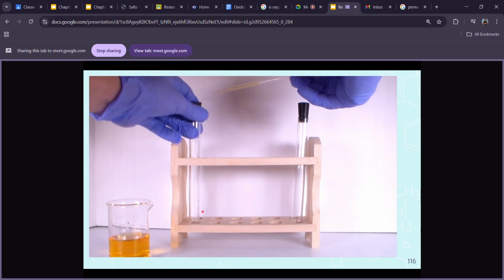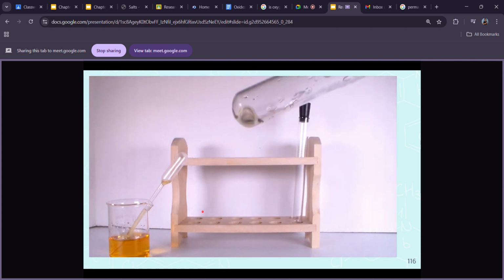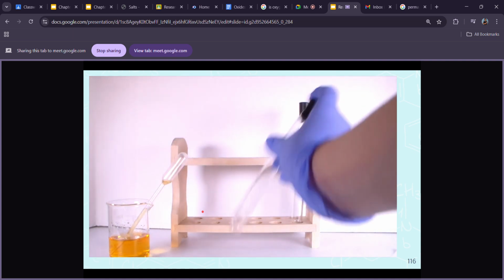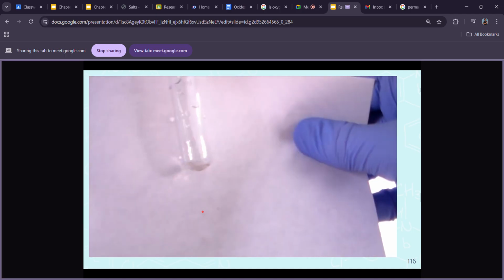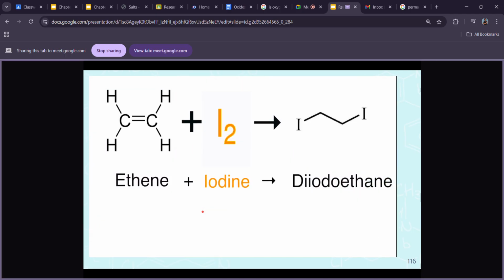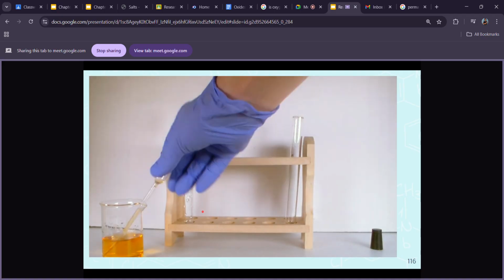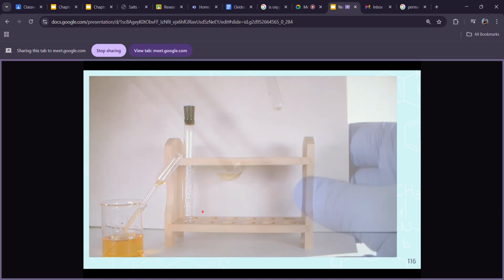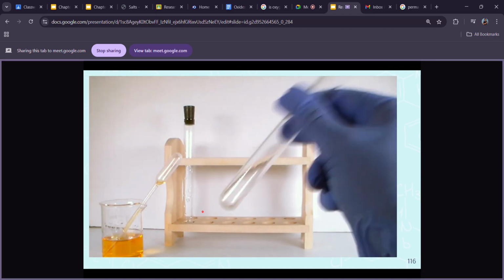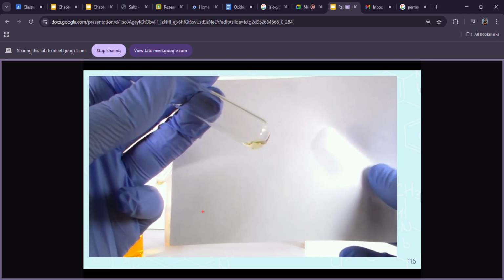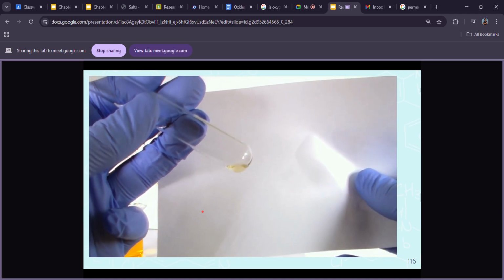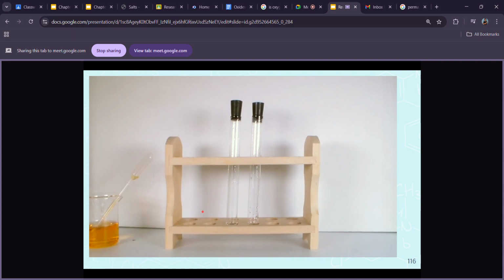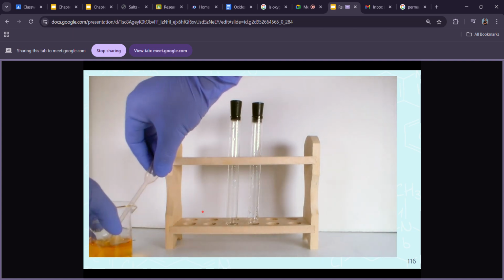So to test the gas that we produced, I add a few drops of dilute iodine water to the test tube. You can see that it starts out as a pale yellow-orange color. However, after shaking the test tube, the solution becomes colorless. What has happened is that the yellow-orange iodine is reacting with the ethene to produce diiodoethane, which is completely colorless. Let's compare that to a test tube full of just normal air.